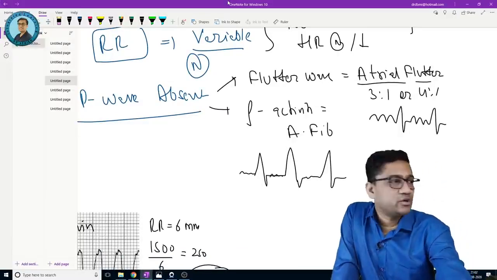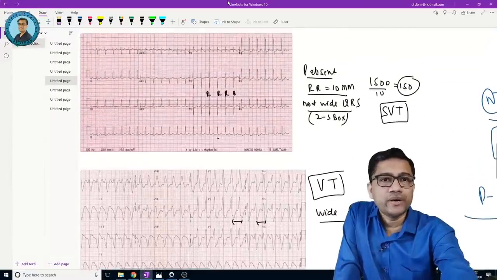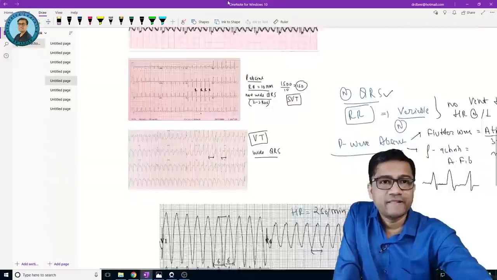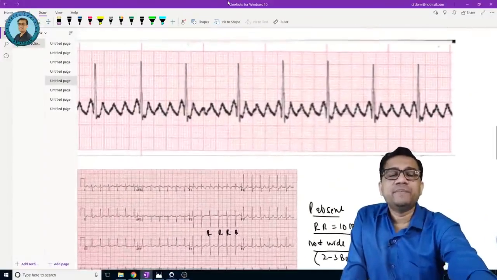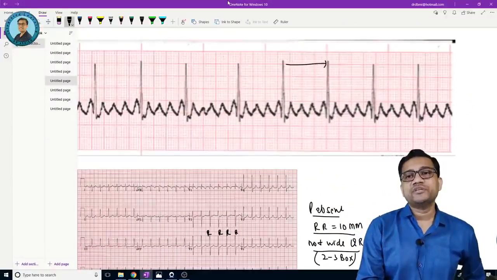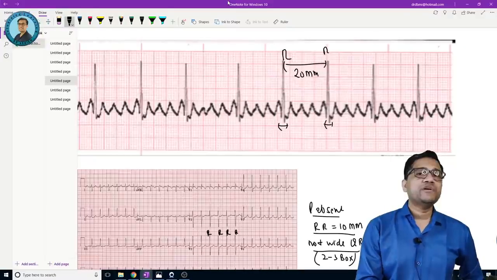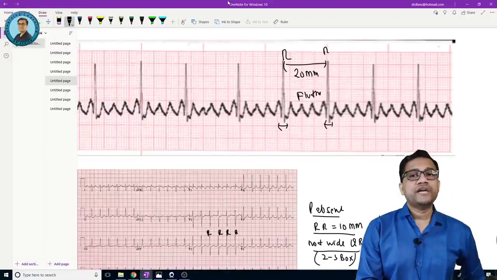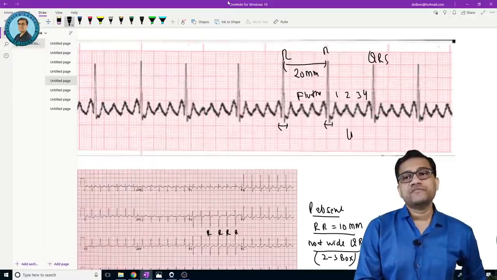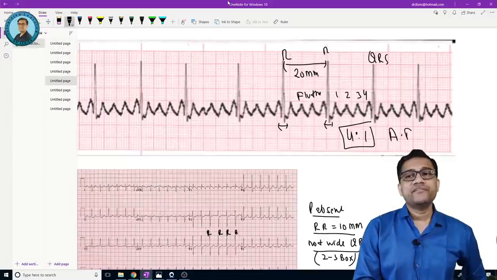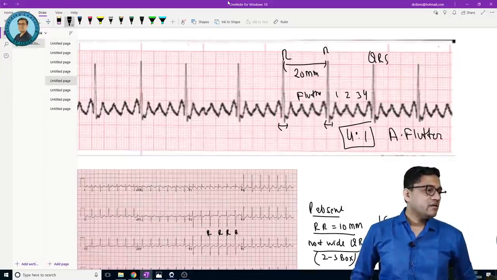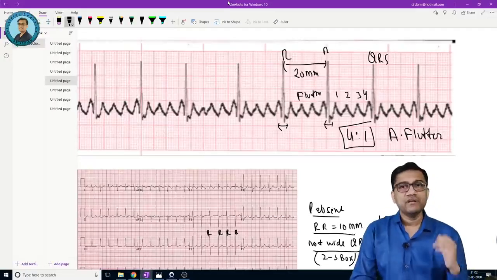So let me show it. It's better to understand by diagram. Look at this. Can you see multiple P waves? But the RR is not affected much. So RR is how many boxes? 4, that is 20 mm. So that means RR is normal. QRS is also normal. The problem is multiple P-like waves called flutter waves. So there are 3 waves, 1, 2, 3, or even 4. So it's 4 flutter waves to 1 QRS, called 4:1. This is atrial flutter. Are you clear?